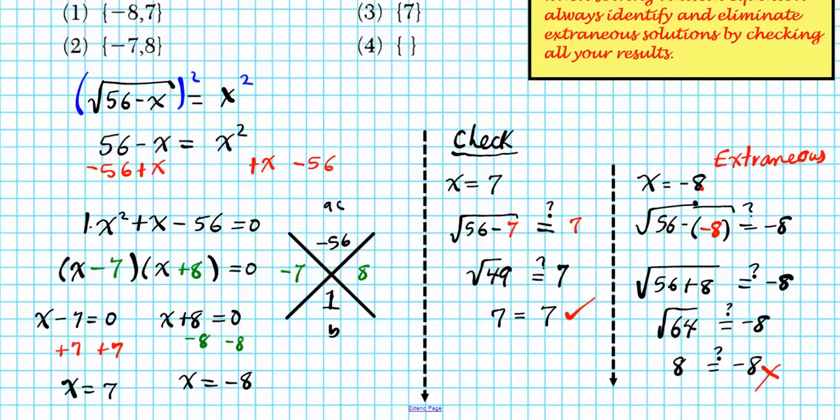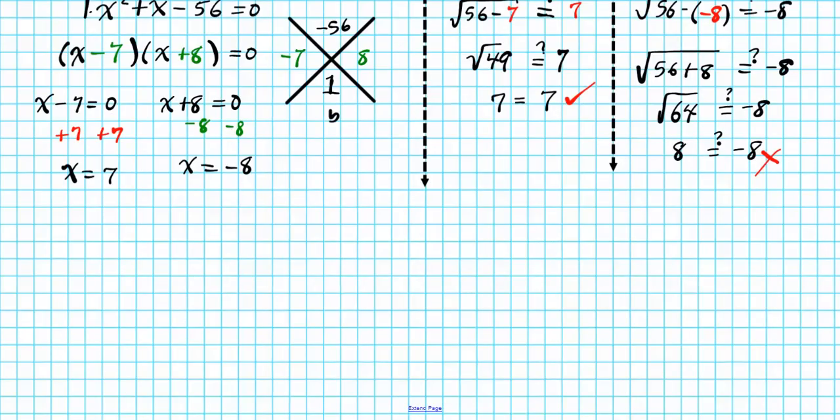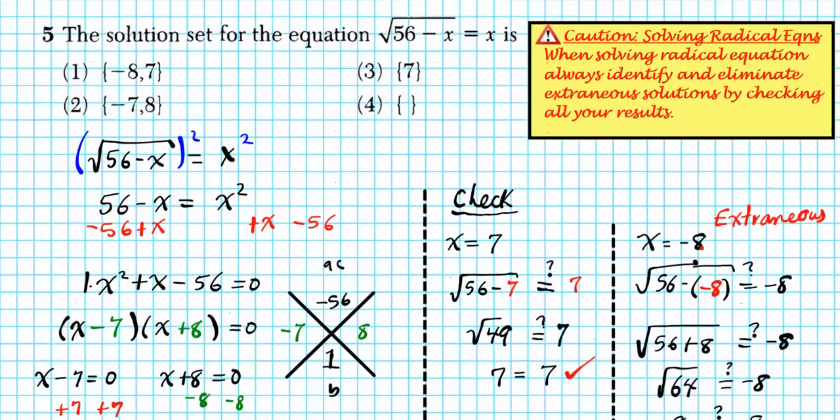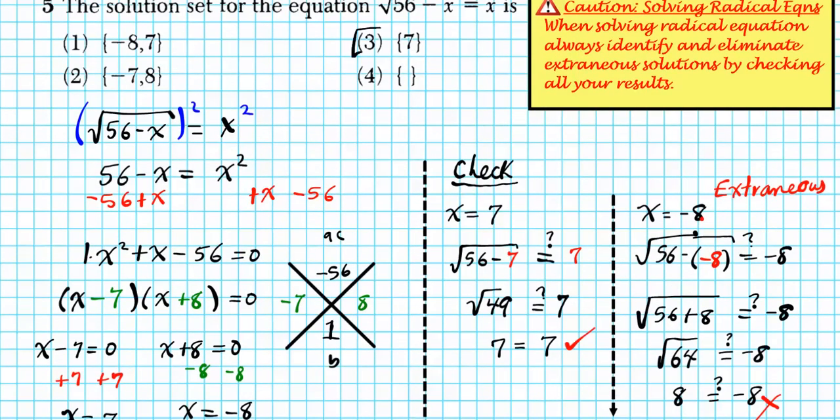And that tells us what the solution set is. So the solution set has only one element, which is positive 7. There goes your solution set. Answer is option number 3.